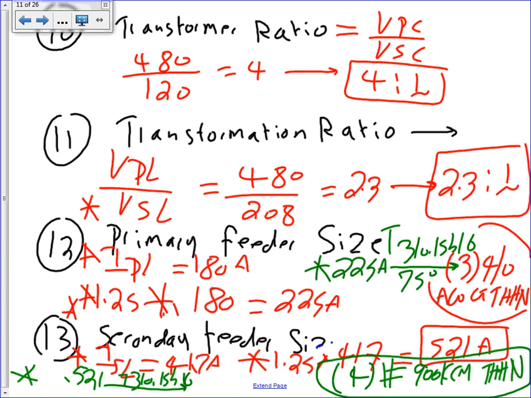Yes. Cut it by 2. If you parallel, you cut it by 2, and you end up with what? 2 sets of 450 kcmil.